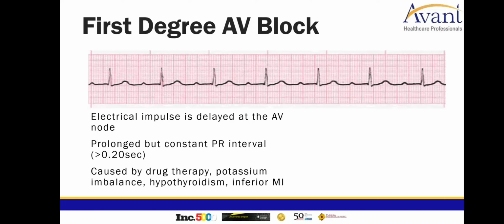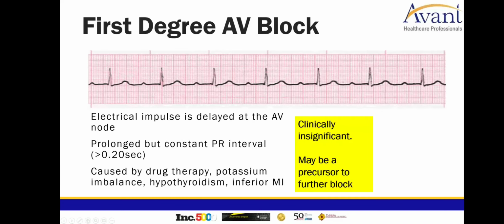Okay. So again, keep in mind some of the terms that we're going to be talking about today. The key for first degree AV block is a prolonged but constant PR interval. Some drugs can cause this, as can imbalances and hypothyroidism. Most of the time, clinically, it's insignificant. It could be a precursor to other blocks, and you treat the underlying cause. Most patients will not have any symptoms. They won't even know they have it unless they're on a heart rhythm monitor.